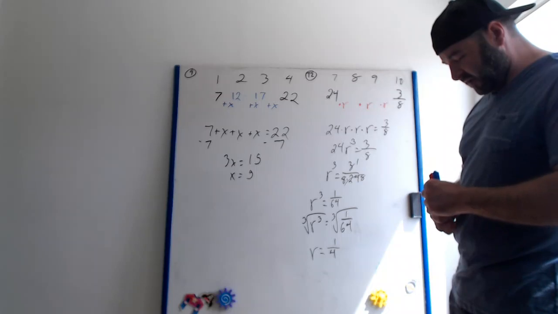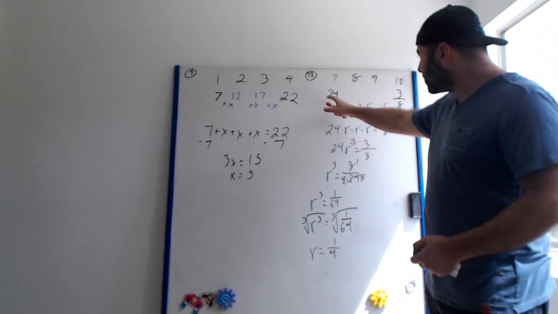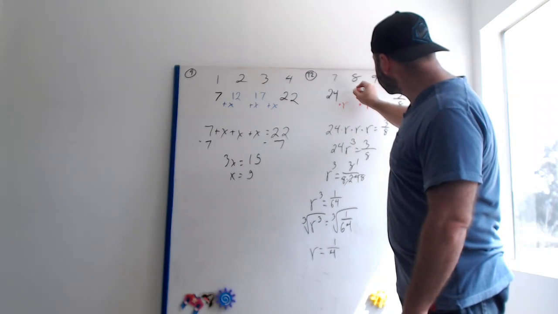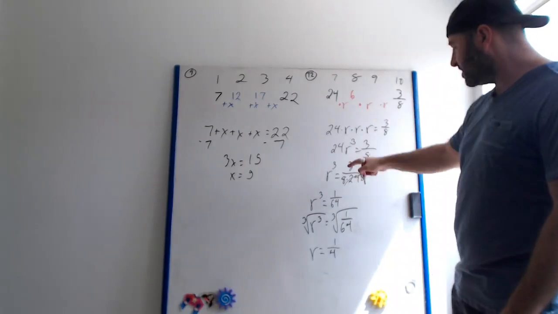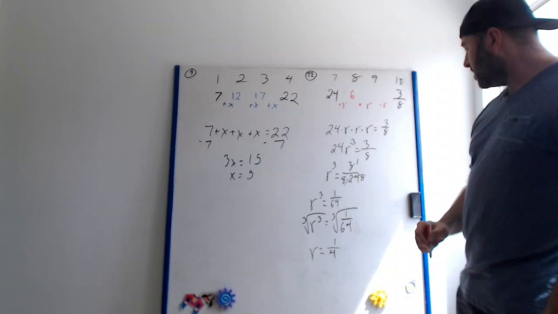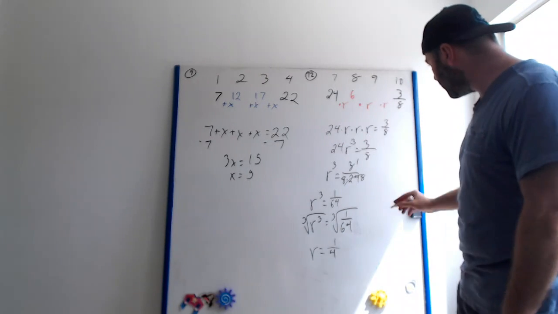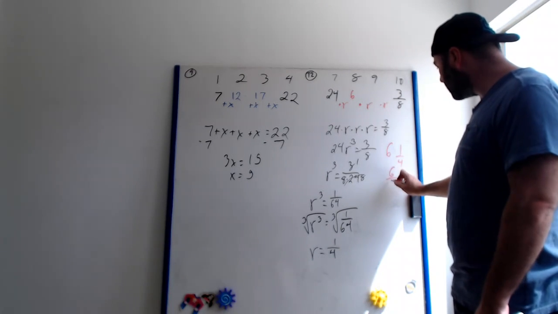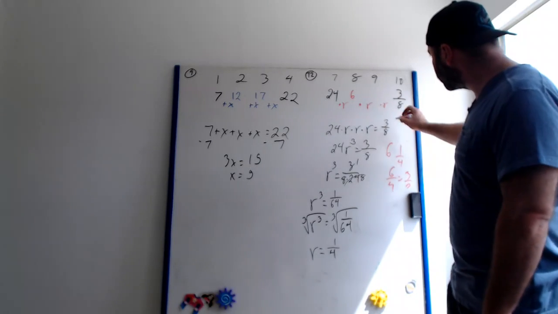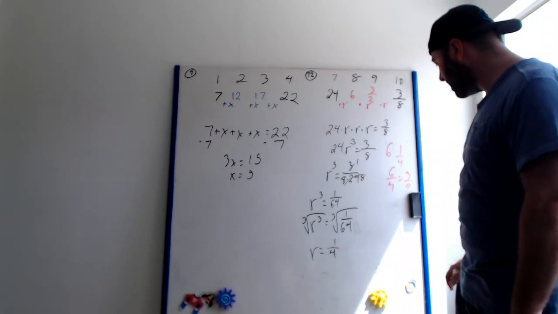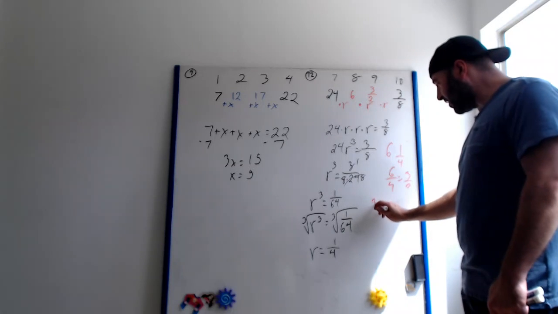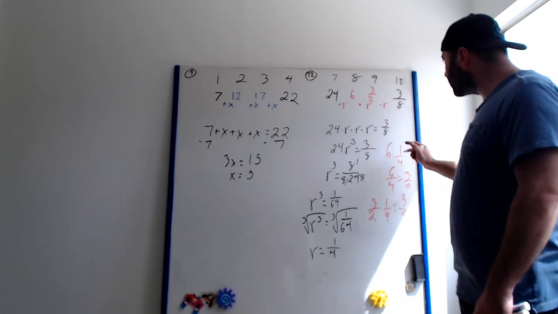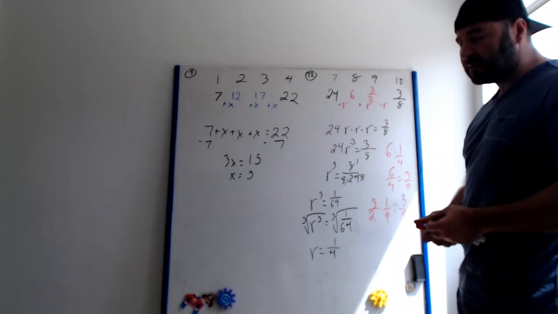All right, let's test our theory. 24 times 1/4, we're essentially dividing by 4. We end up with 6. 6 times 1/4, you end up with 6 over 4, or 3 over 2. And then do it again. 3 over 2 times 1/4, 3 over 8. So it works out. Okay?